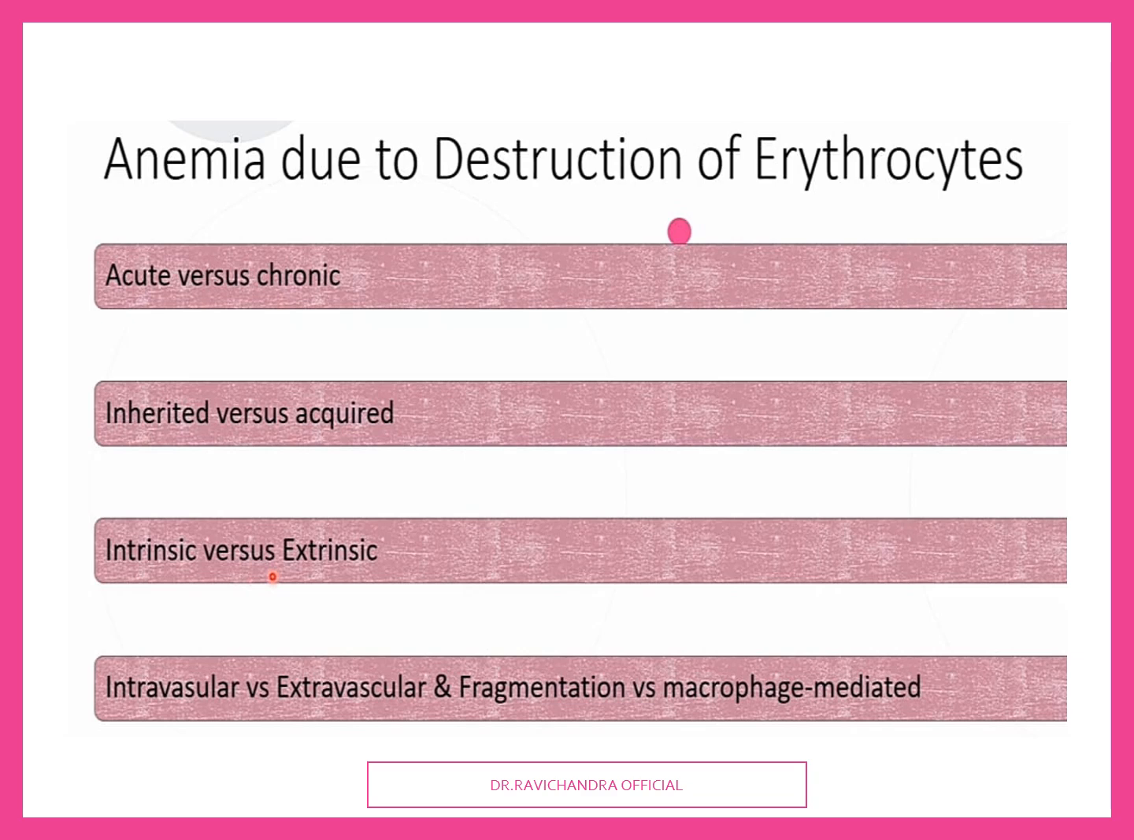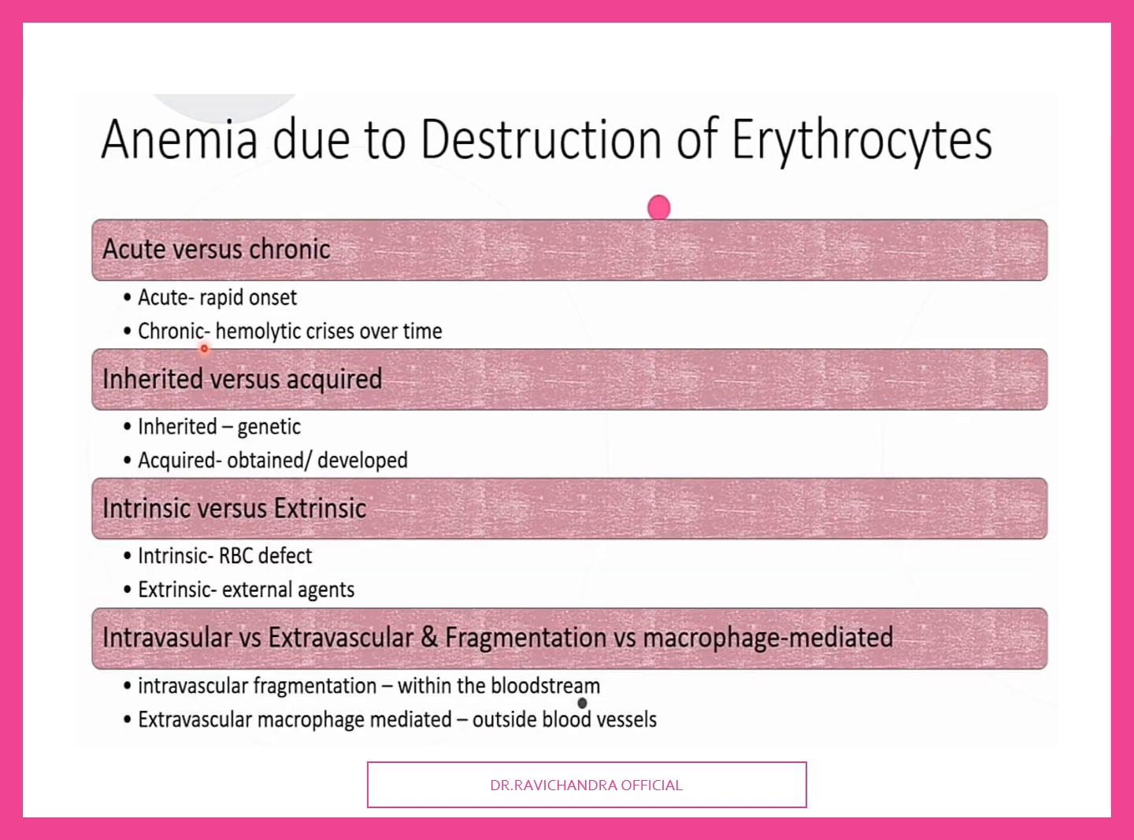Anemia due to destruction of erythrocytes can be classified as acute and chronic, or inherited and acquired, or intrinsic and extrinsic factors, or intravascular or extravascular and macrophage mediated. Acute versus chronic: acute will be rapid in onset, whereas in chronic there will be hemolytic crises over time. Inherited versus acquired: inherited is genetic, and acquired is obtained or developed later.